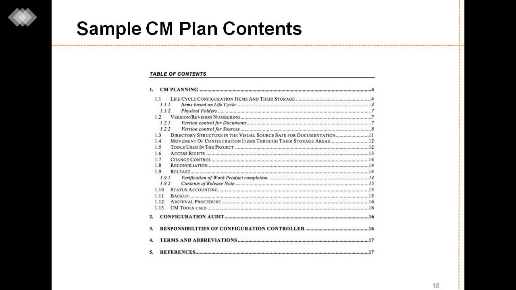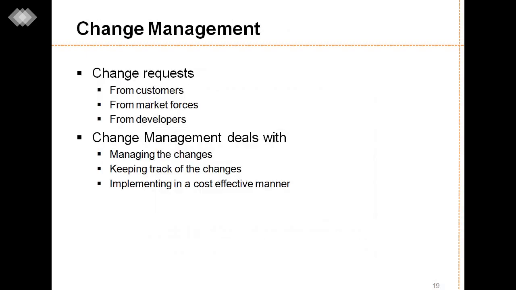In second, we will go for audit. In third, we give the responsibility of configuration controllers. Fourth, some terms and abbreviations to be used, and lastly we will follow some references from where we will collect the data. Now change management, some change requests which are related to the customer, market forces and developers.